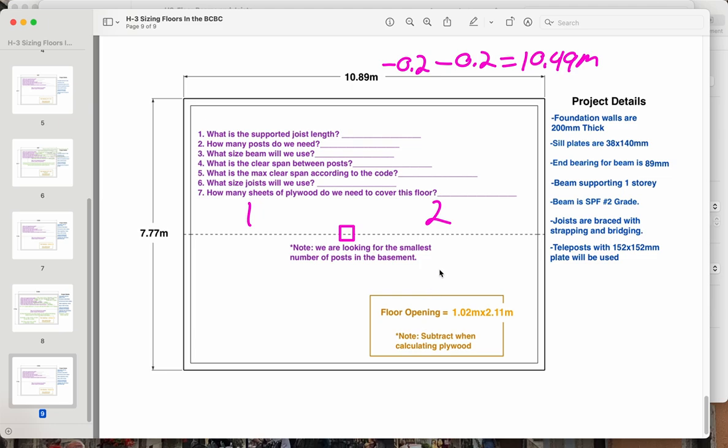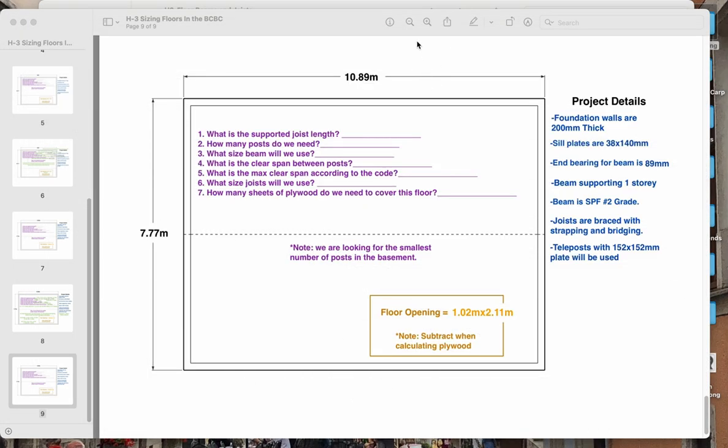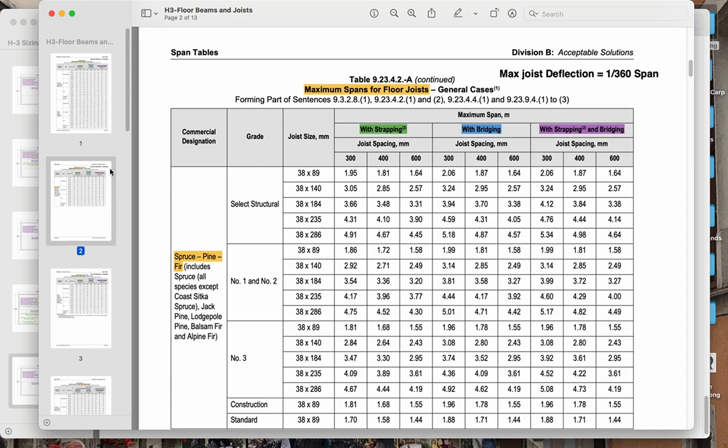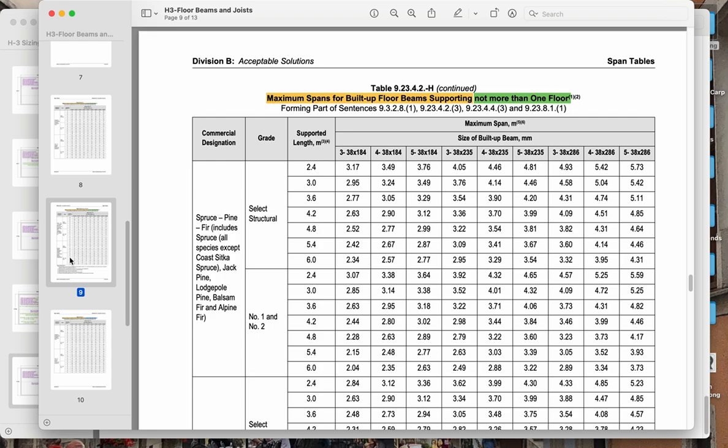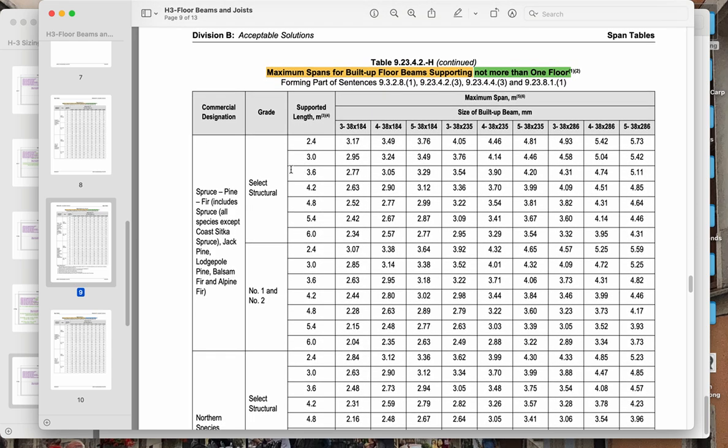When we do that, I just realized I erased my number here. 10.49 divided by 2, we get 5.25 meters. So 5.25, let's go over to the building code and see if we can make this work. Let's go down here, floor joist still. Beams supporting not more than one floor. For this example, we were using spruce pine fir, SPF. We were using number 1 or 2 grade, so we're going to be in these rows. This is the potential.